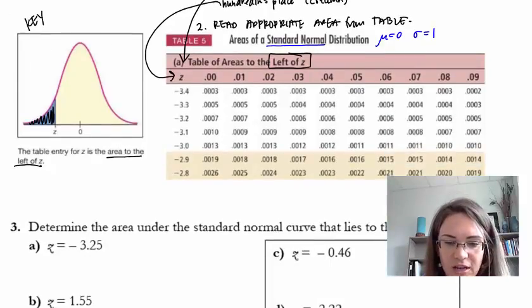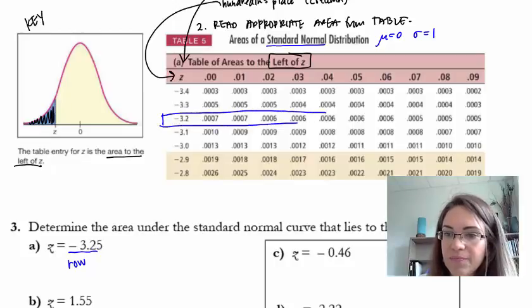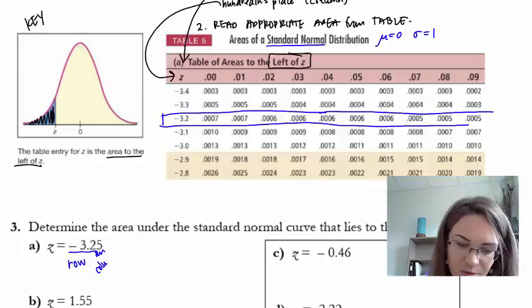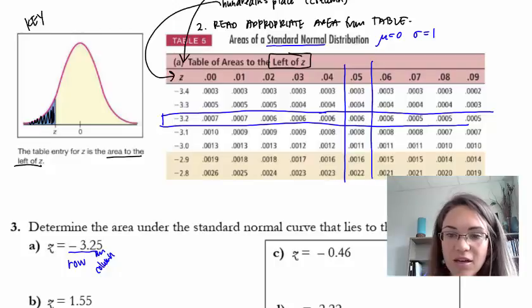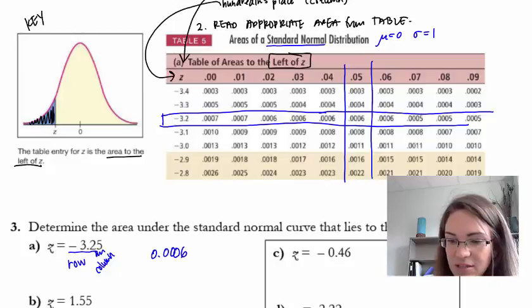If I have a z value of negative 3.25, the first two digits will tell me the row that I need. So I read down until I find negative 3.2. That would be this row. There's a lot of options for that hundredths place. That hundredths place here is a 5. That tells me which column to read. So I want the 0.05, because if I put those two numbers together, I get the right z-score, negative 3.25. And the intersection shows that I have an area to the left of this z value of 0.0006.